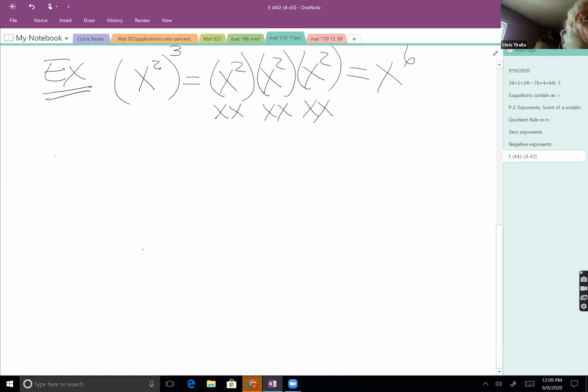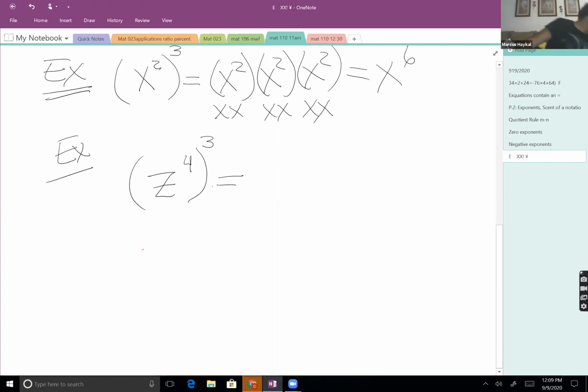So for example, if I have z to the fourth and I raise it to the third power, it means I have 3 groups of 4, or 3 times 4 would give me 12 z's.